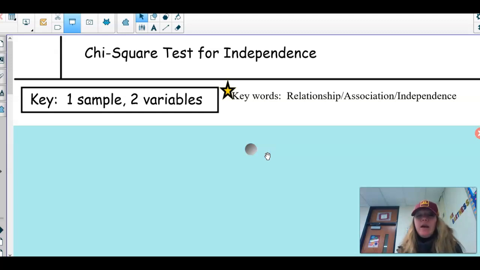The key here, again, we talked about goodness of fit. It has one sample, one variable. That was the hockey players, right? The 80 hockey players, when were they born? That was their one variable.